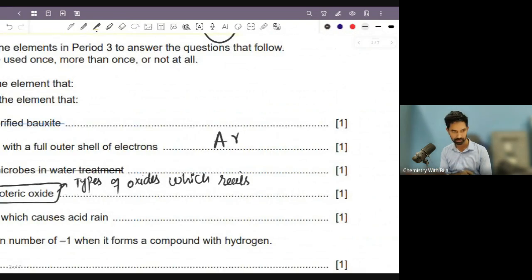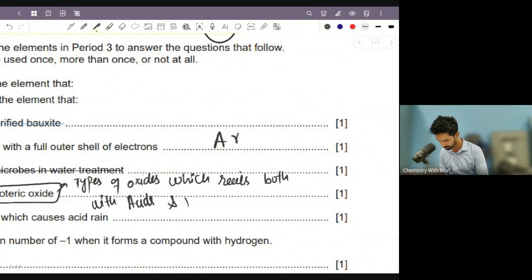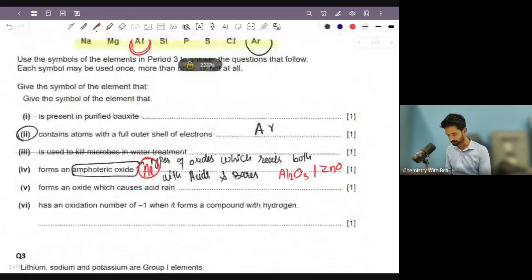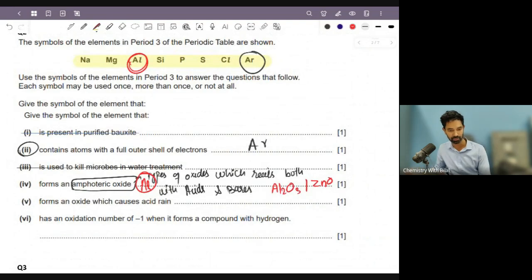Abdullah, are you with us? Good. So the types of oxide that react with both acids and bases are called amphoteric. And in our syllabus there are two: one is aluminum oxide and the other one is zinc oxide. So I think in the list we have aluminum. So we'll write aluminum here. The element which forms an amphoteric oxide has to be aluminum. What is an amphoteric oxide? A type of oxide that reacts with both acids and bases.